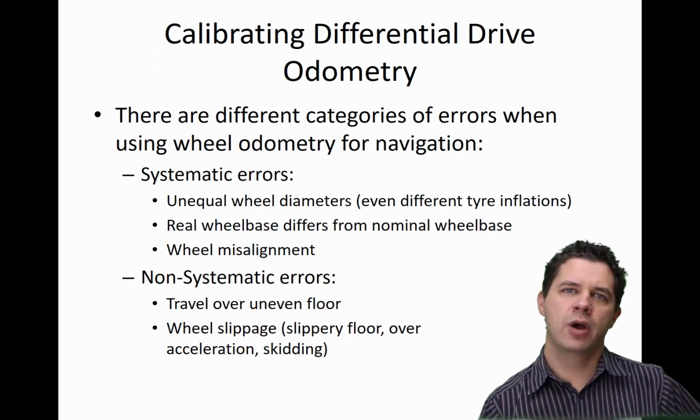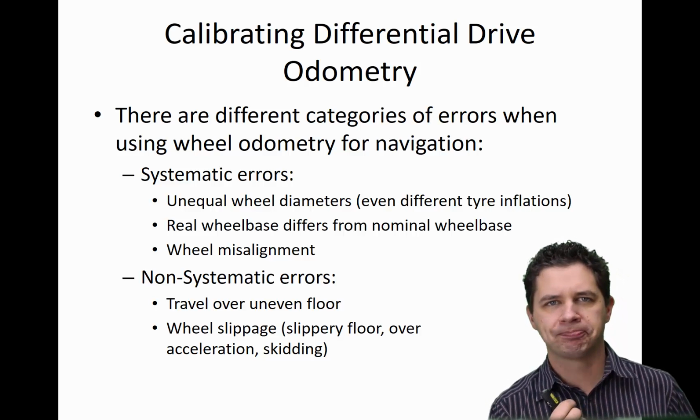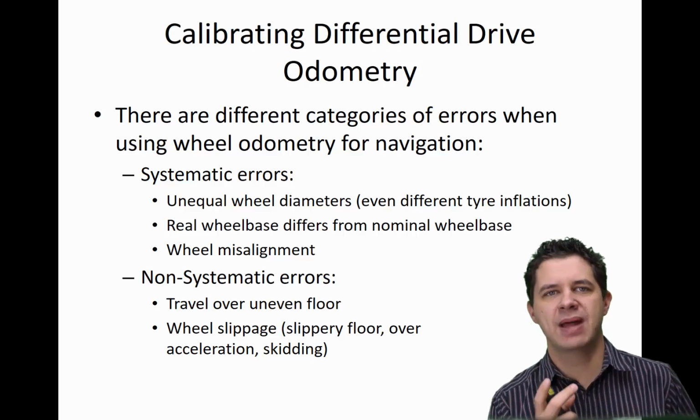Getting back to odometry for a moment, one thing that we notice is there's 2 types of errors that can occur when we're using wheel odometry for navigation. The first type is systematic errors.